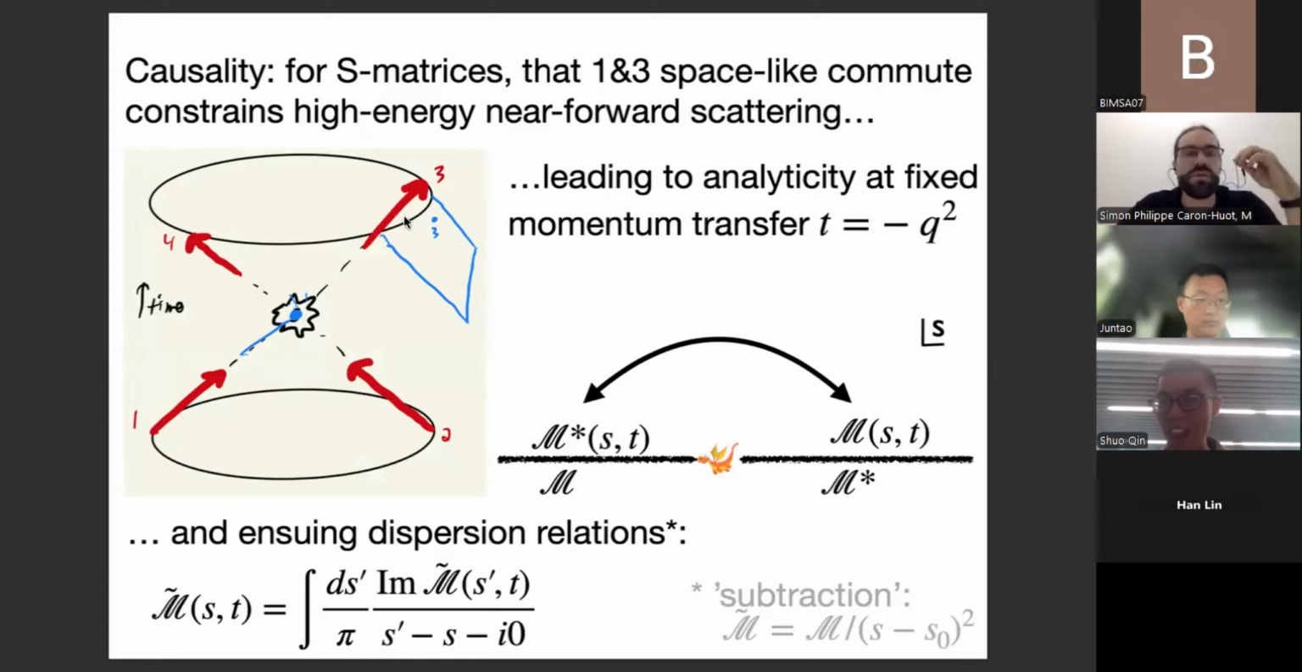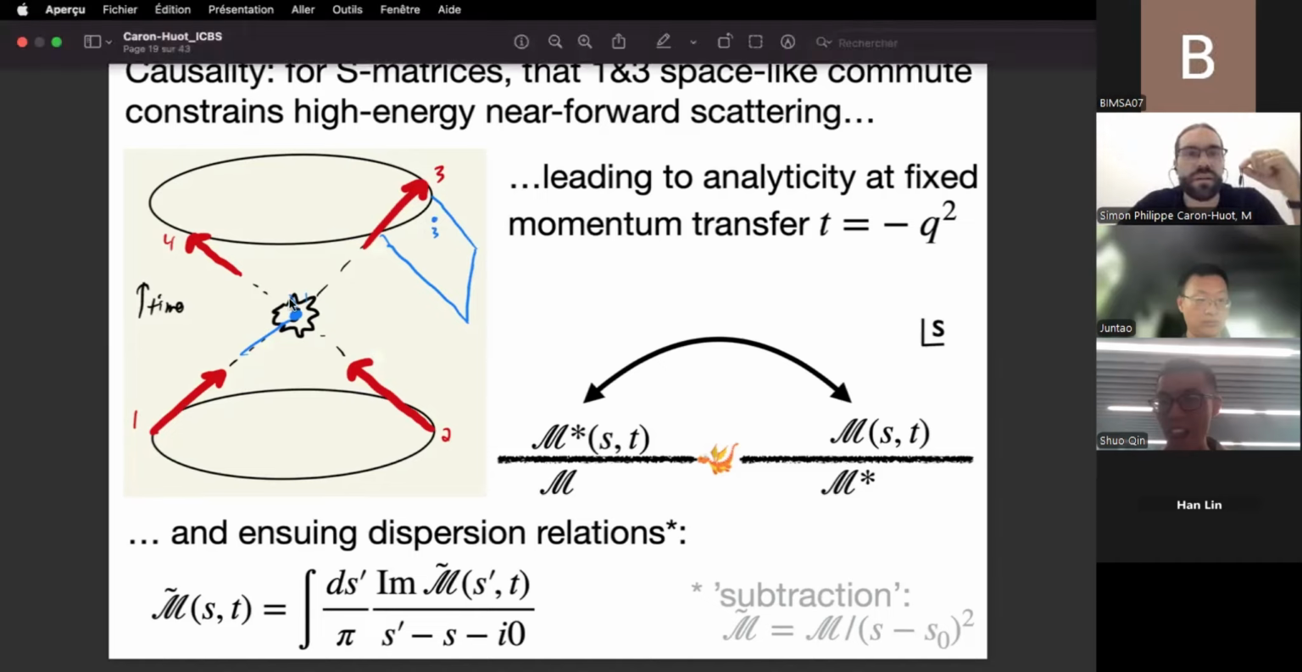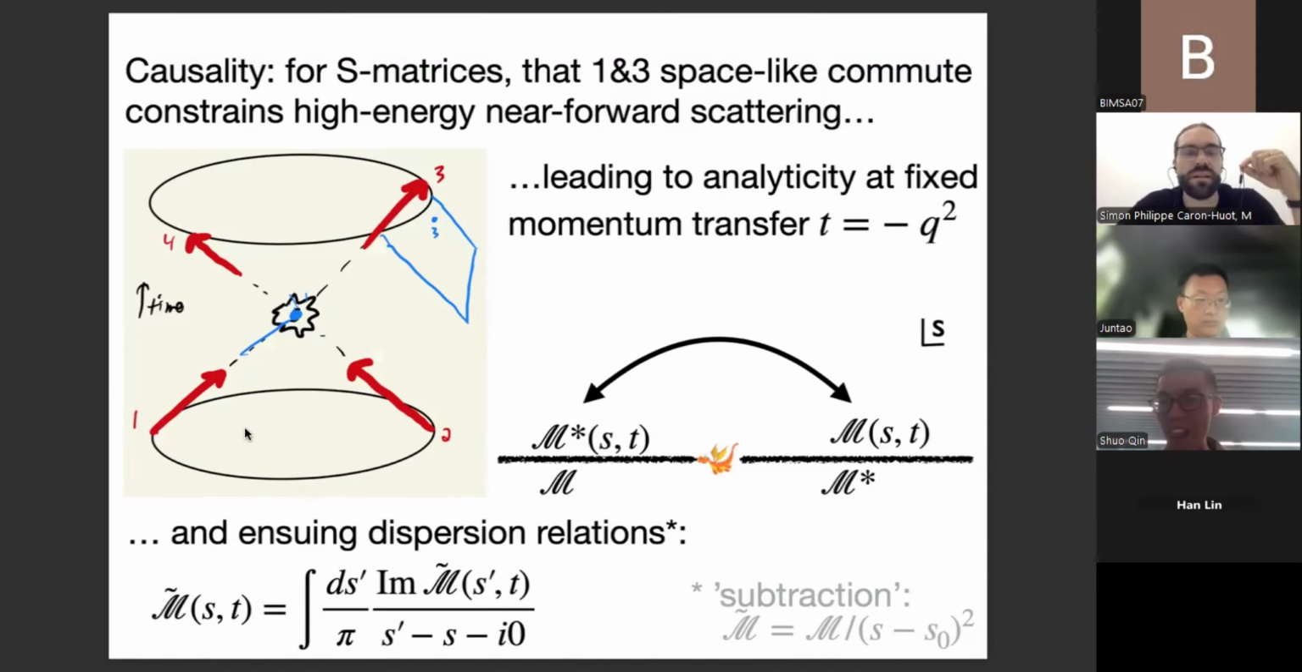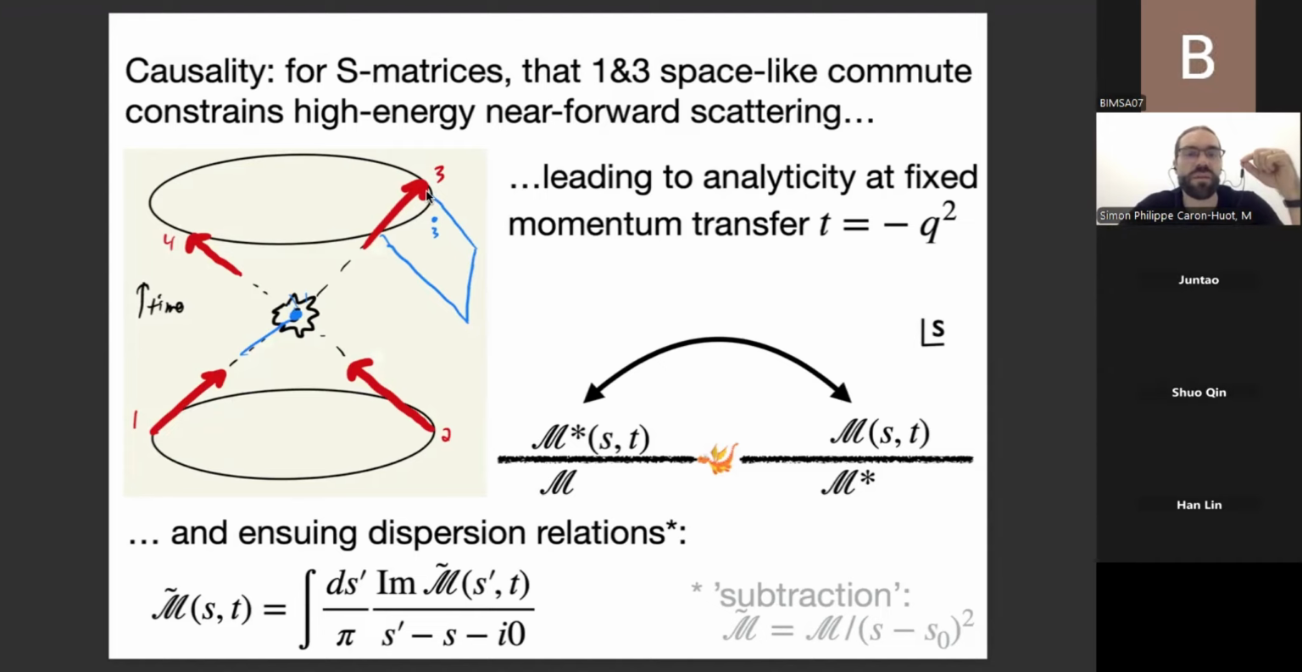If we have a scattering amplitude, when you scatter things, like we do in collider experiments, you can ask if the outcome is determined. When you send particles 1 and 2, the outcome that you measure at point 3 should not show any signal before the light cone of particle 1. So the signal should never travel faster than light from 1 to 3.